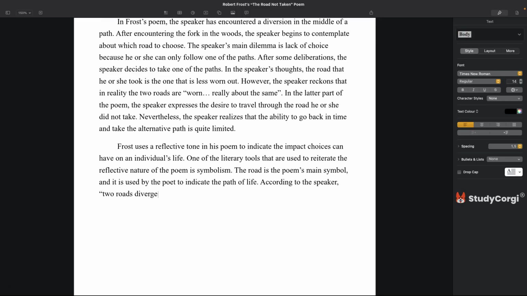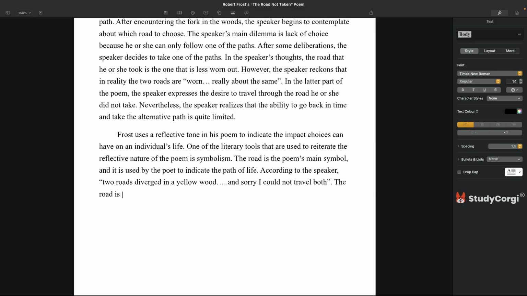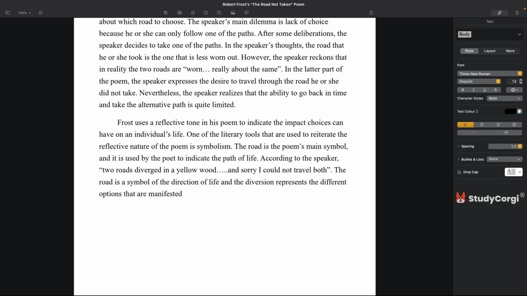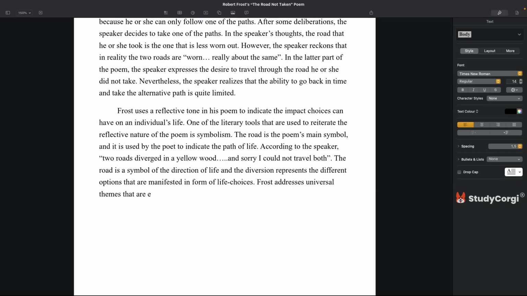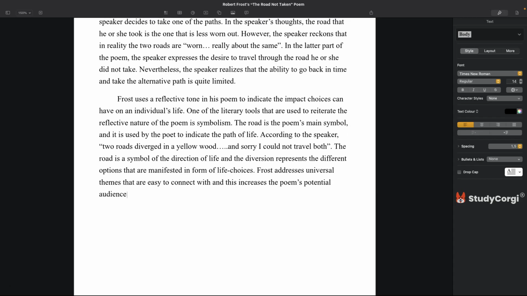According to the speaker, two roads diverged in a yellow wood, and sorry I could not travel both. The road is a symbol of the direction of life, and the diversion represents the different options that are manifested in form of life choices. Frost addresses universal themes that are easy to connect with, and this increases the poem's potential audience.